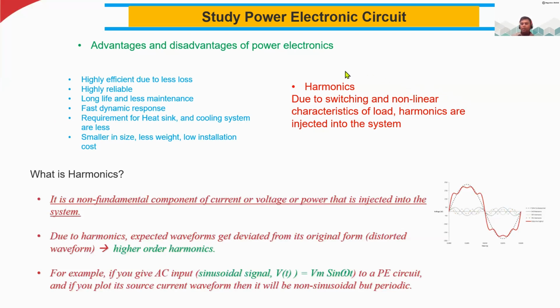Even though we have so many advantages, we have one disadvantage, which is called harmonics. Because we are using these devices as switches, they go on and off, on and off. So due to switching and the non-linear characteristics of the load, harmonics are injected into the system. When we get the output, we also get harmonics.